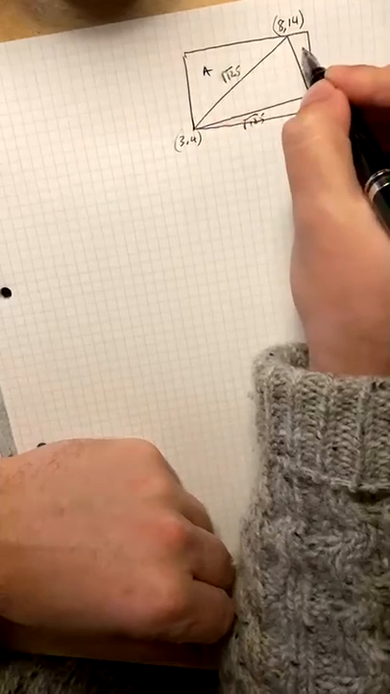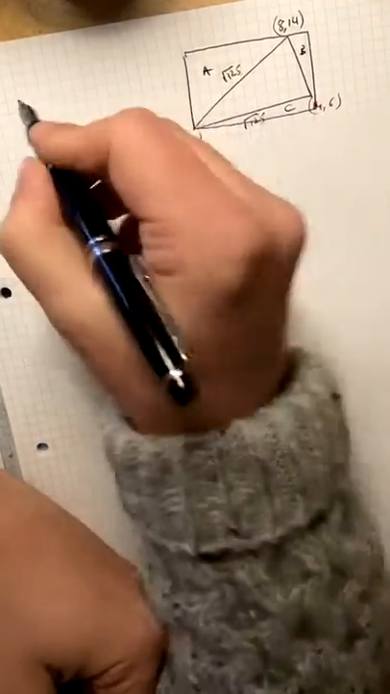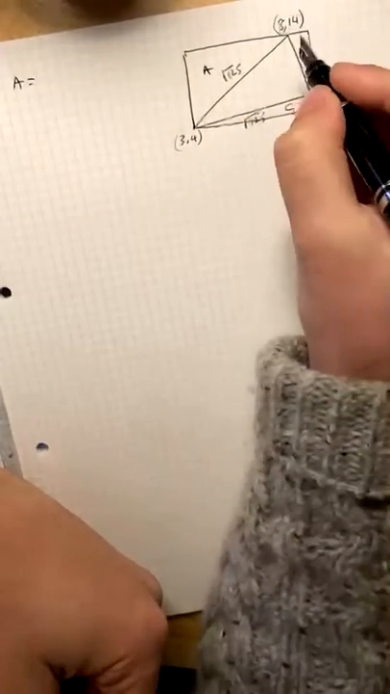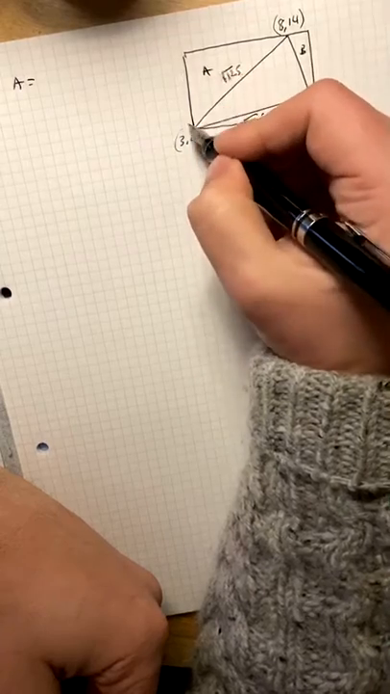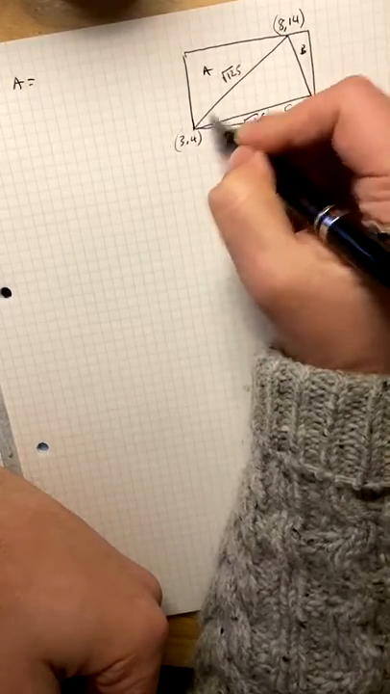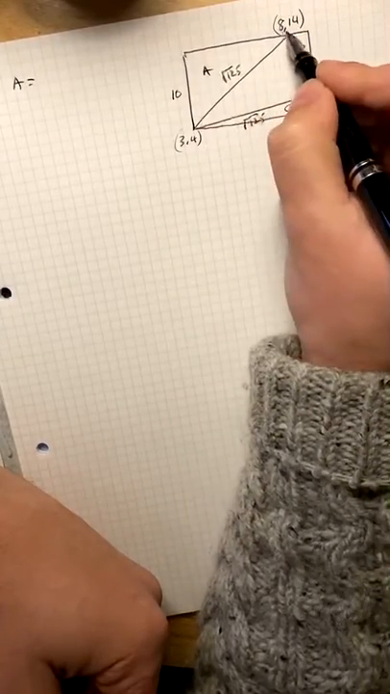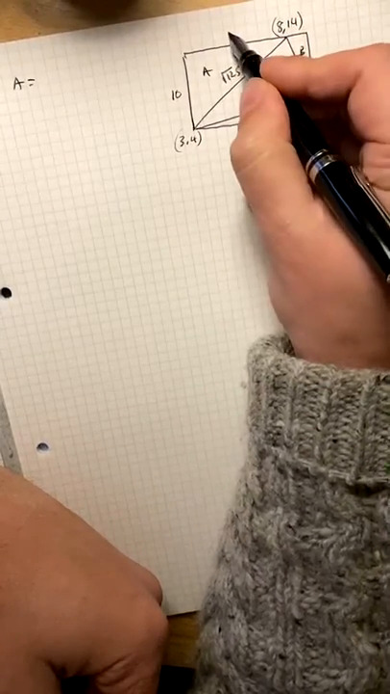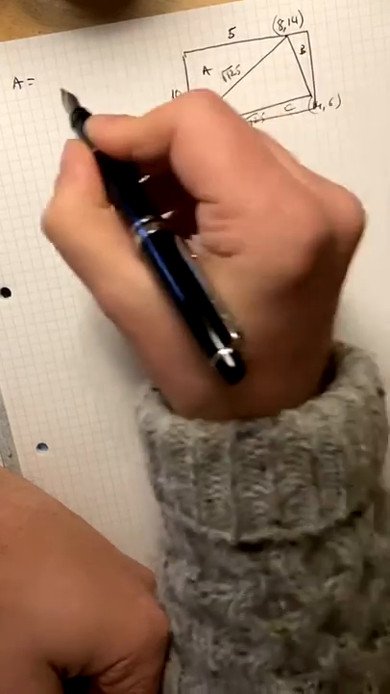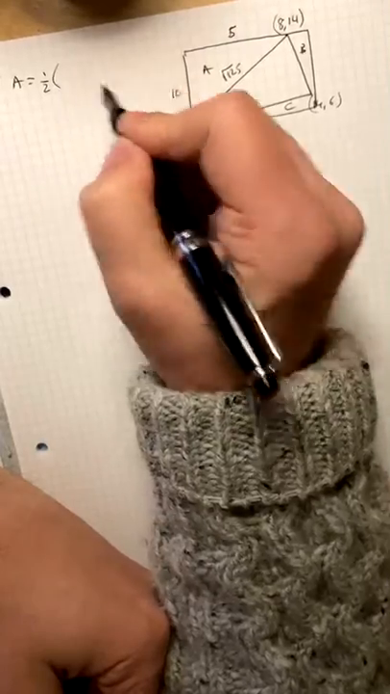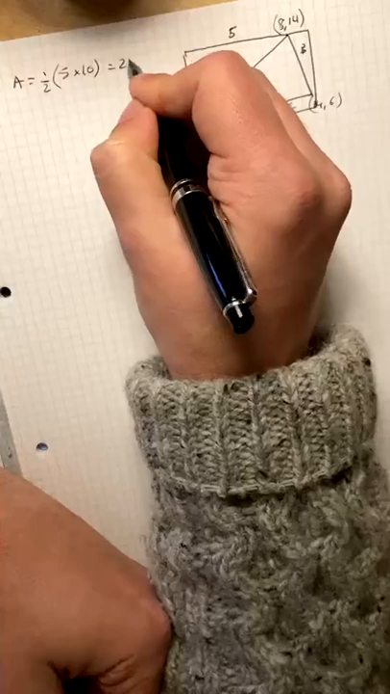Okay, so let's go: A, B, C. We want to work out A. We know that this side here is going from 4 to 14, so that's 10. And we know that this bit here is going from 3 to 8, so that's 5. So it's a half of 5 times 10, which is 25.